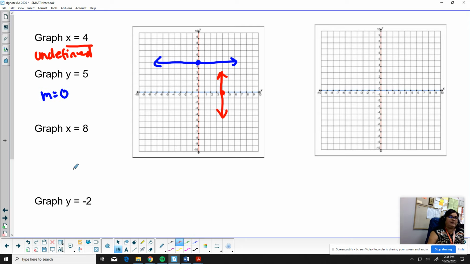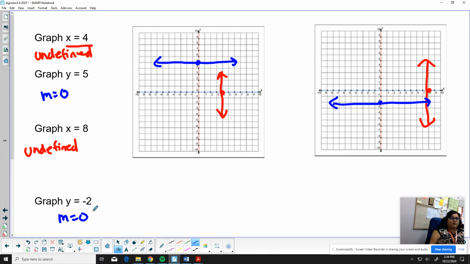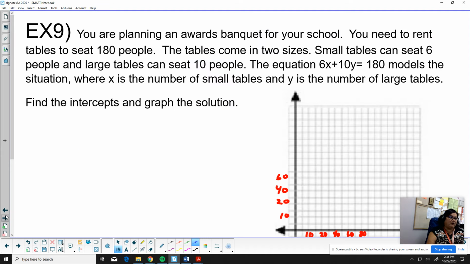X equals 8, I'll do it on this graph over here, is right on the x, and it goes straight up and down. This is an undefined slope. And y equals -2. Here's my y, here's -2. It's a flat line at -2, and the slope here is 0. So if you practiced and got those right, good job. Those are definitely on our test.